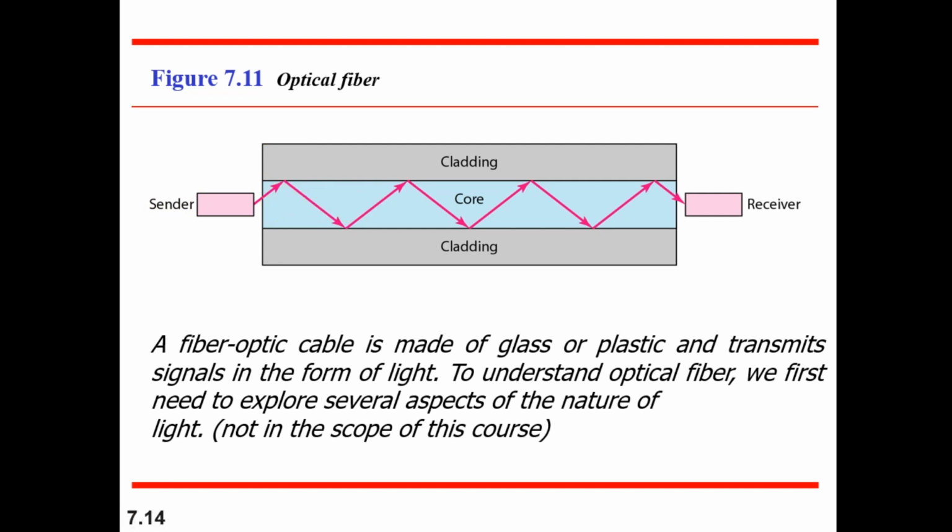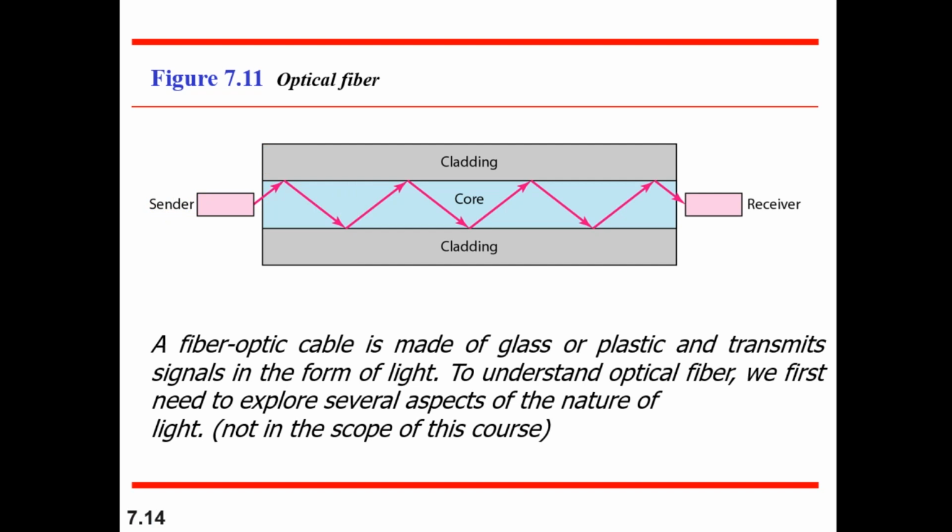So fiber optics is made up of glass or plastic depending upon the application. For longer distances, optical fibers are of glass. For shorter distances, they can be of plastic as well. They are used to transmit the signal in the form of light.